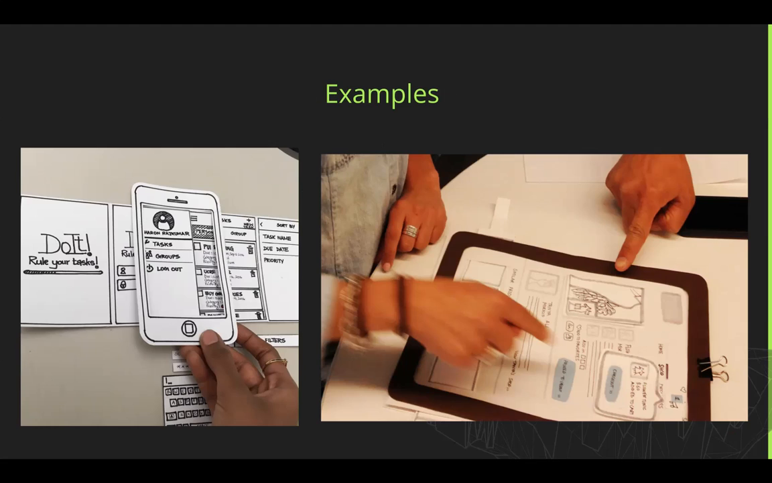So here are some examples from user testing. That's kind of the ideal, what you would like to do. But in the industry, we don't always have the time to do such detailed paper prototyping and user testing like that, since there's usually not a lot of time.